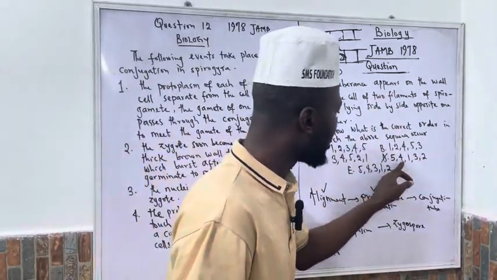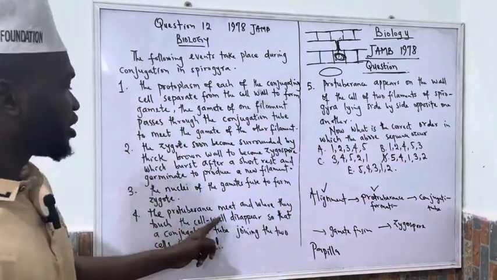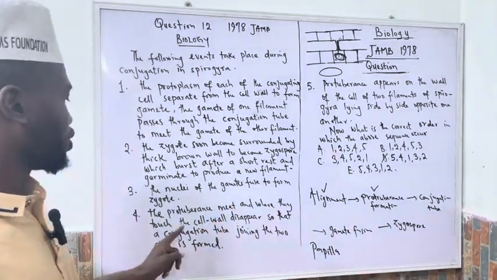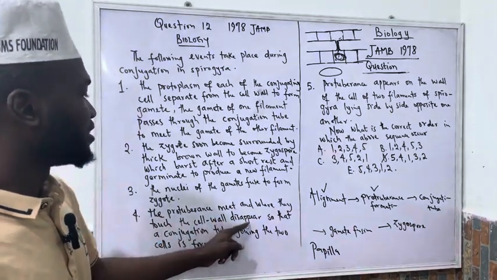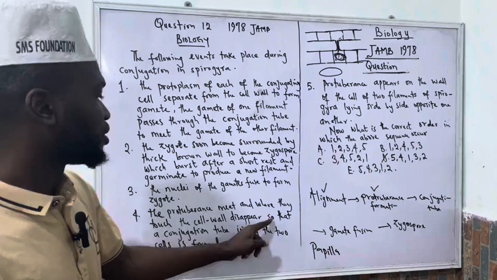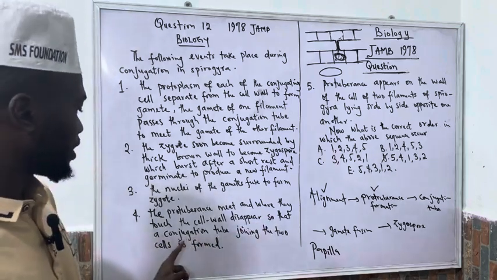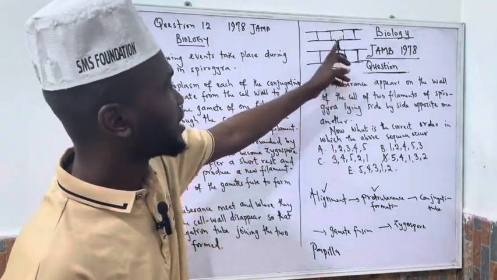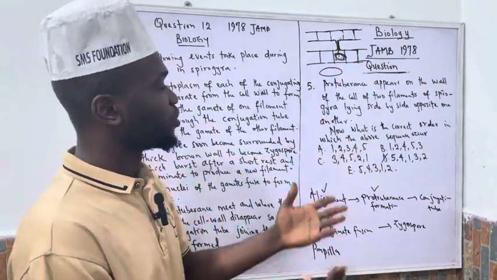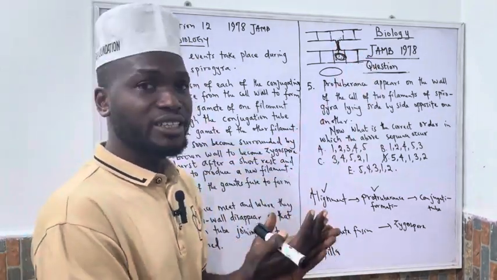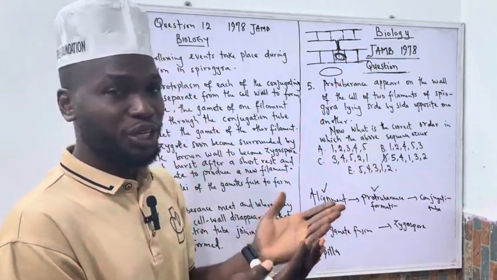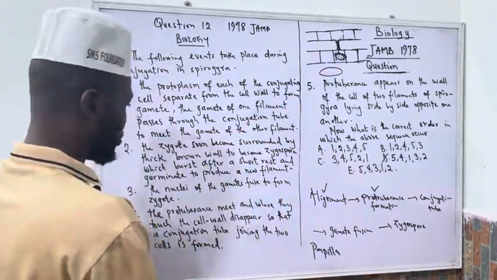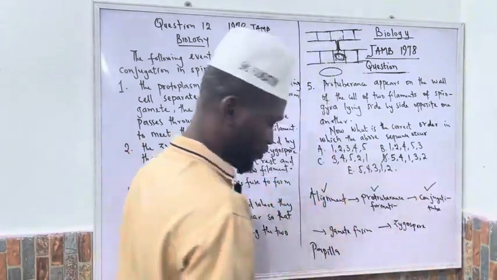Thirdly, they said number 4, let's go to number 4. The protuberances meet, and where they touch, the cell wall disappears, so that a conjugation tube joining the two cells is formed. I have explained that. The protuberances will grow towards each other, the wall of the protuberance will break, and then the conjugation tube will form. This is what they are saying for number 4. So that is, the conjugation tube will be formed.